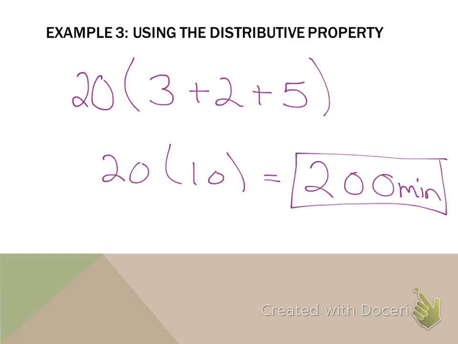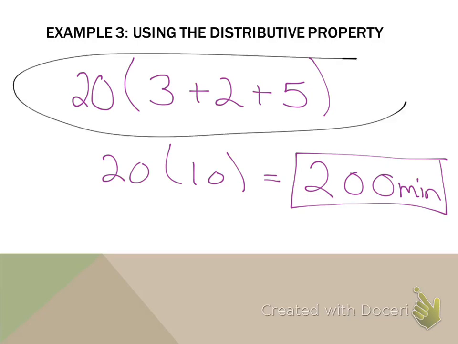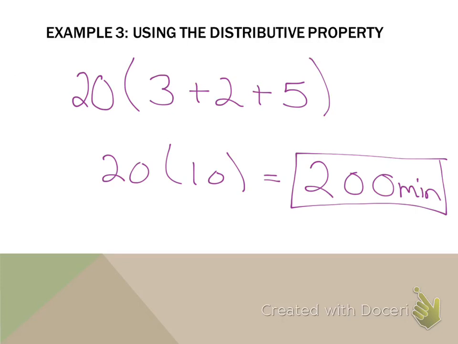And how long is it? 200 minutes. Now, if you got 3 hours and 20 minutes, if you got the answer, but you did not get the expression, you're not going to get full credit. You have to be able to write an expression using the distributive property. If you understand that, that's everything you need to know for 6.7.